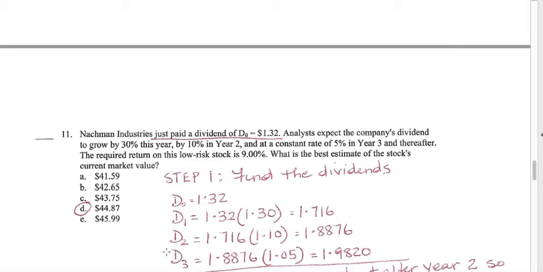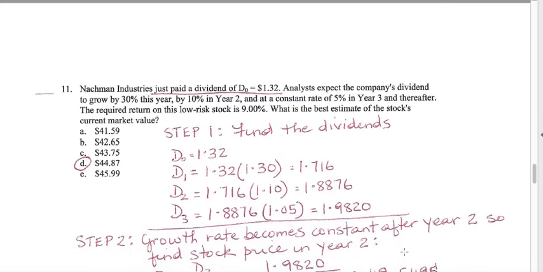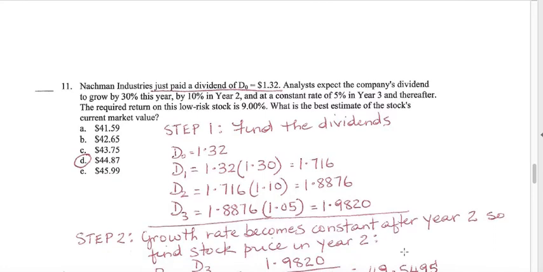And then you're told after that it becomes a constant 5%. So your dividend in year 3 will be equal to 1.8876 times 1.05, and that is equal to 1.9820. So that's step 1, find the dividends. In step 2, what you do is you pay attention to the point at which the growth rate becomes constant.